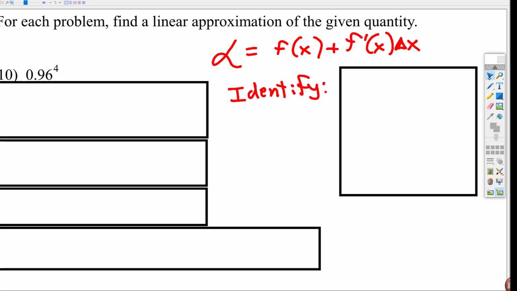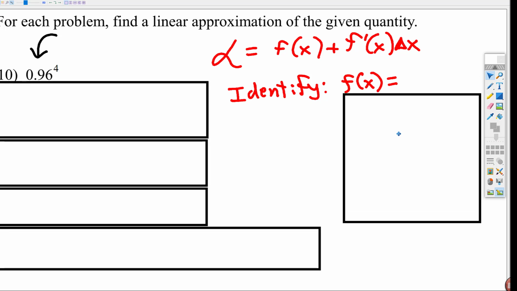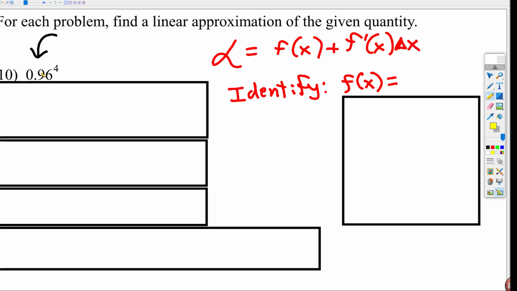So linear approximation, L, is equal to the original function plus the derivative function times delta x. So you have to identify, given this information, what is the function? Well, think about this as stuff and equate stuff with x. So that function is x to the fourth, right?